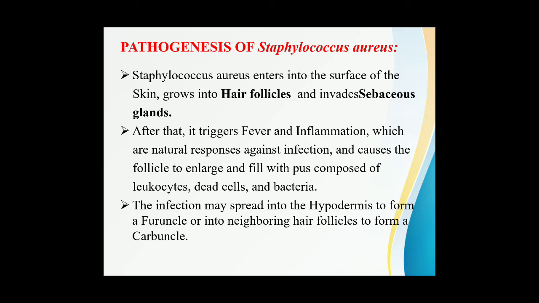Pathogenesis of Staphylococcus aureus. Staphylococcus aureus enters the surface of skin, grows into a hair follicle and invades sebaceous glands. After that, it triggers fever and inflammation, which are natural responses against infection, and causes the follicle to enlarge and fill with pus, composed of leukocytes, dead cells and bacteria. The infection may spread into the hypodermis to form a furuncle, or into neighboring hair follicles to form a carbuncle.